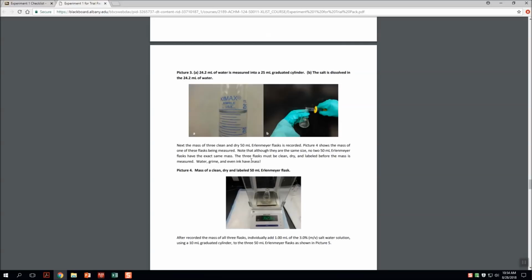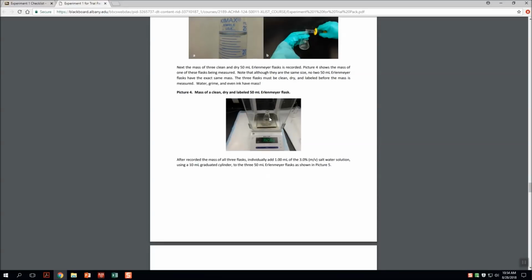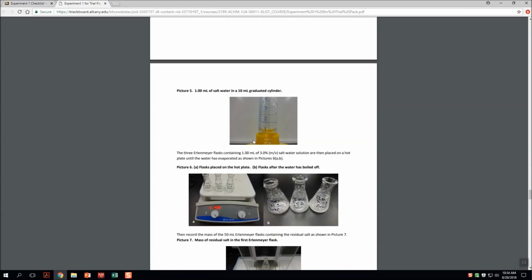Now what I want to do is take the mass of three of these clean, dry, and labeled 50 milliliter Erlenmeyer flasks. So these are little Erlenmeyer flasks, and you're going to get three of them. They need to be clean, they need to be dry, they need to be labeled, and you're going to record the mass of all three of these flasks. You're then going to pour 1 milliliter of the 3% salt solution that you made previously into each of the flasks. So using a graduated cylinder, we add 1 mL to this flask, 1 mL to this flask, and 1 mL to this flask.